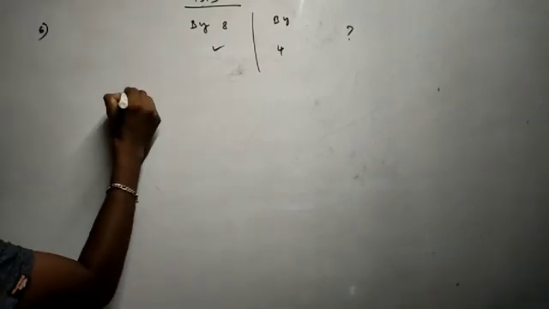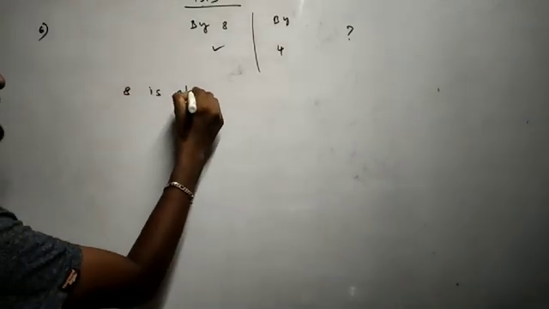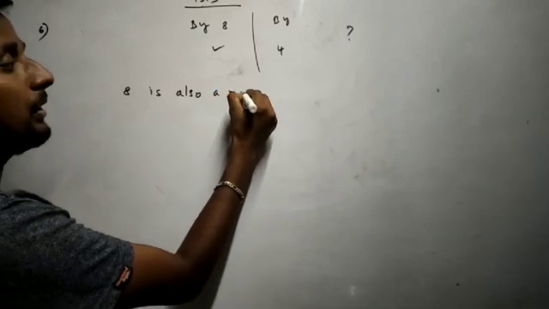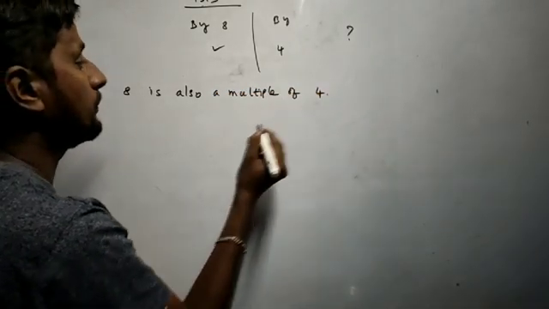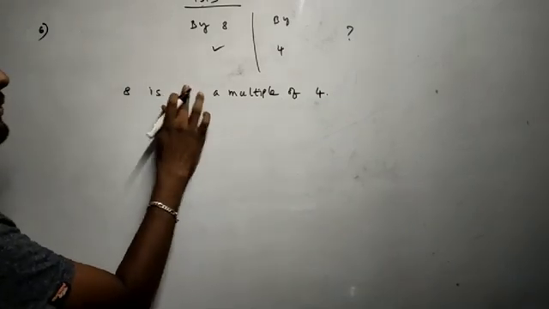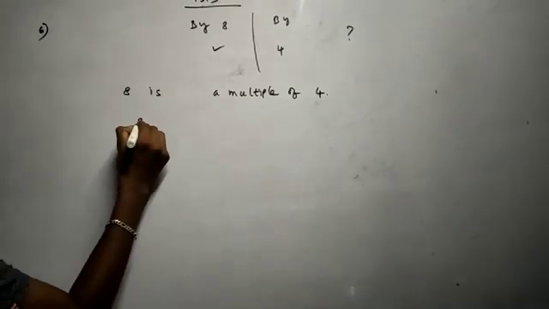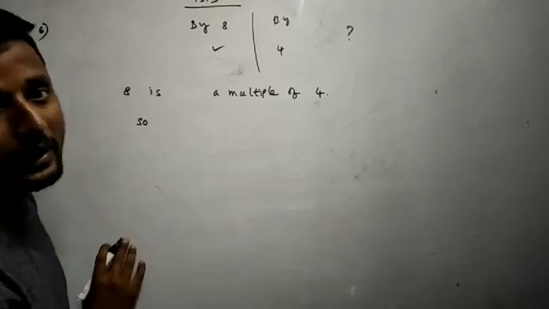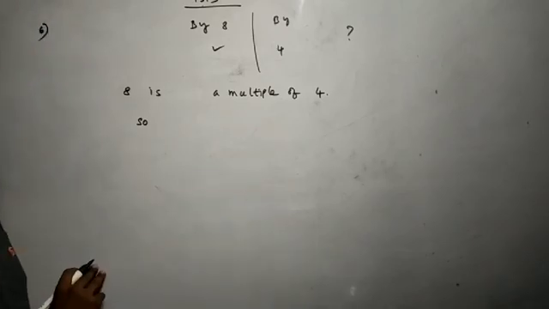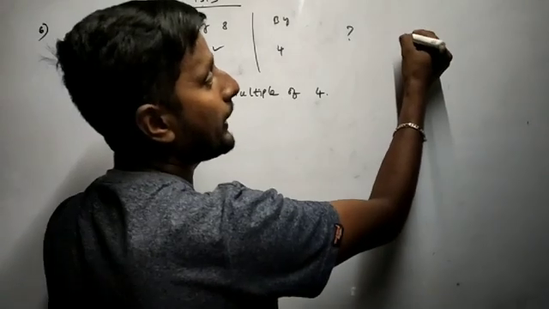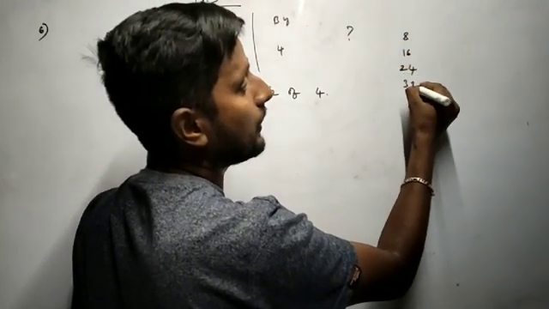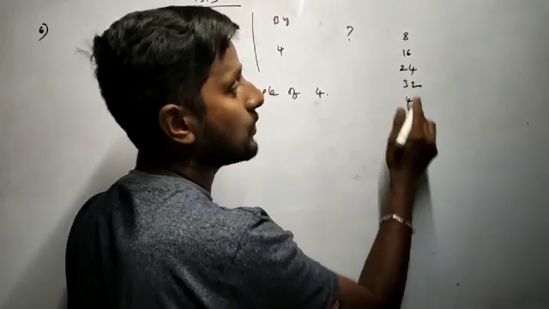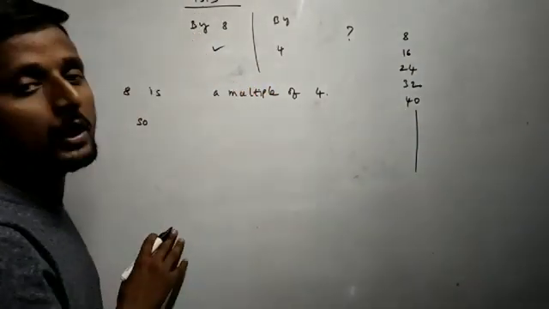Because 8 is also a multiple of 4. So whatever the multiples of 8 are, they are also multiples of 4. For example, if you write 8, 8 2s are 16, 8 3s are 24, 32, 40, and so on. So these are the multiples of 8.